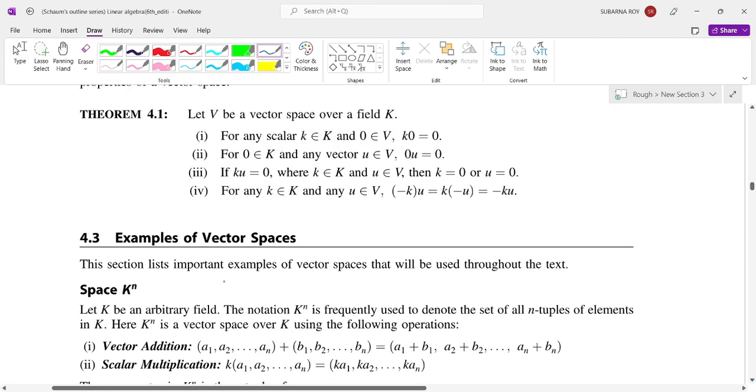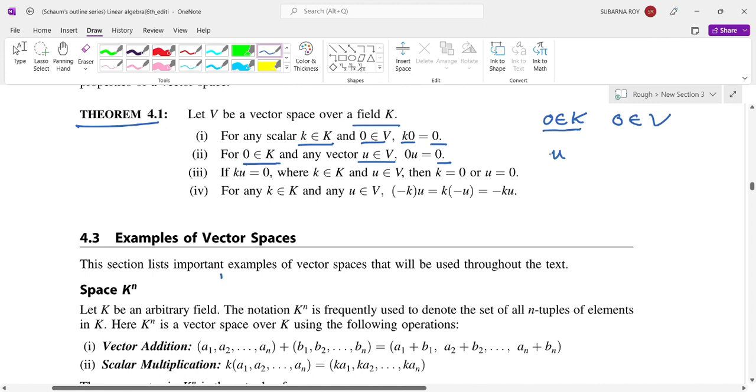So here is a theorem. Let V be a vector space over a field K. As V is a vector space and K is a field, 0 is a scalar contained in K and 0 is also a vector contained in the vector space V. Then if we multiply the zero scalar with any vector u, we get the zero vector, that is 0 times u equals 0. And similarly, if we take any scalar k but the zero vector, then we get k times 0 equals 0.